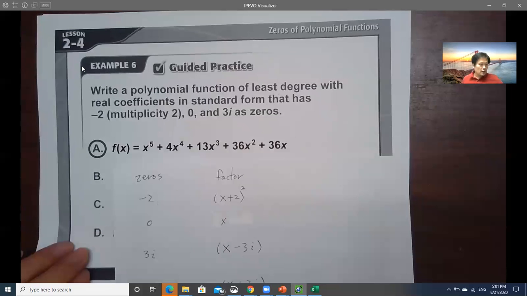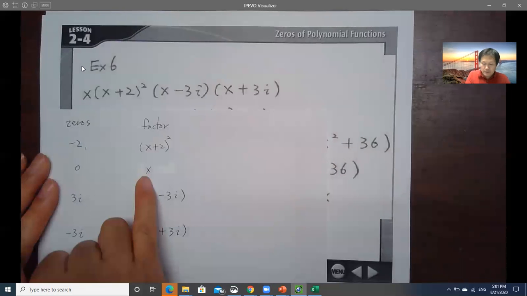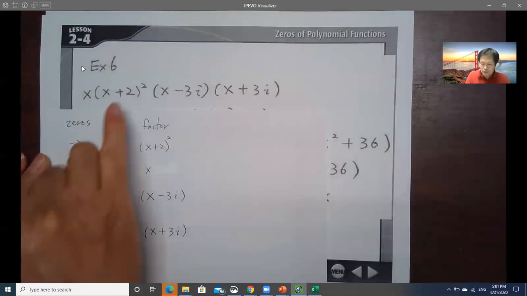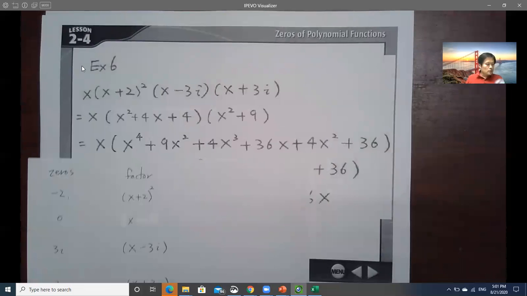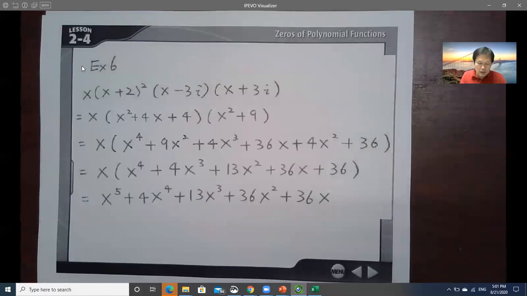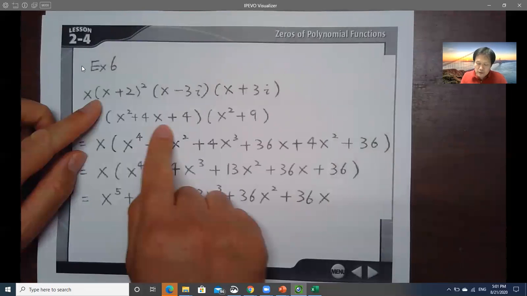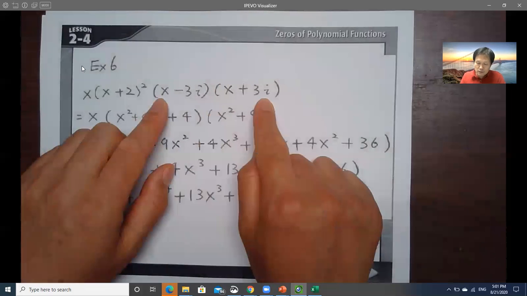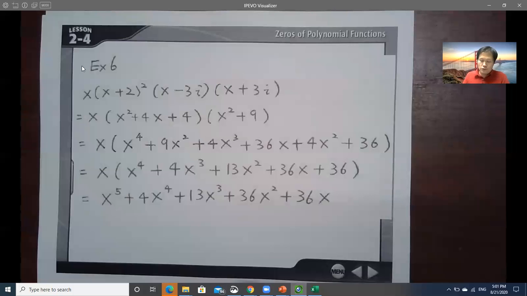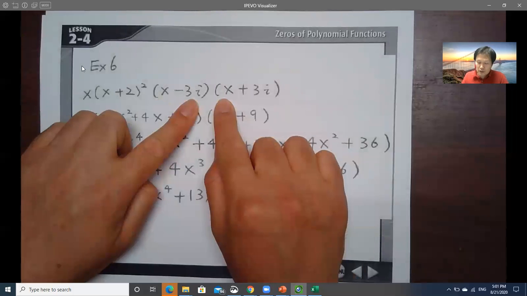So if you set it up, now all you have to do is multiply them. x times parenthesis x plus 2 squared, this times this. So I did x plus 2, x plus 2. I distribute that, I got this. I fold this, x times x times this, x times this. If you do this, that's a plus 3ix, that's minus 3ix, and they cancel out each other. That's why I don't have that.